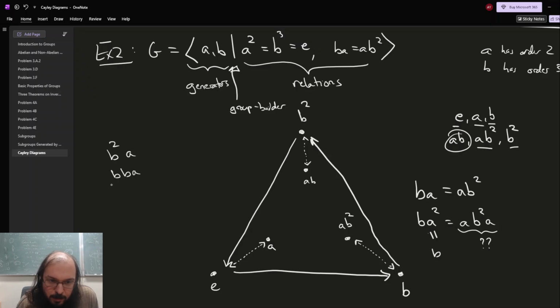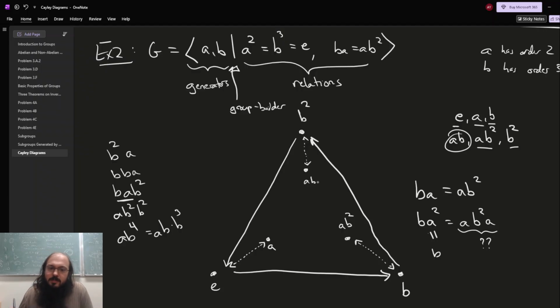ba equals ab squared. So we get bab squared. Here I have another ba. Change that to ab squared as well, times b squared. This is ab to the fourth power, which is the same thing as b times b cubed. B to the third power is e. So we get ab. So our diagram is coming along now.